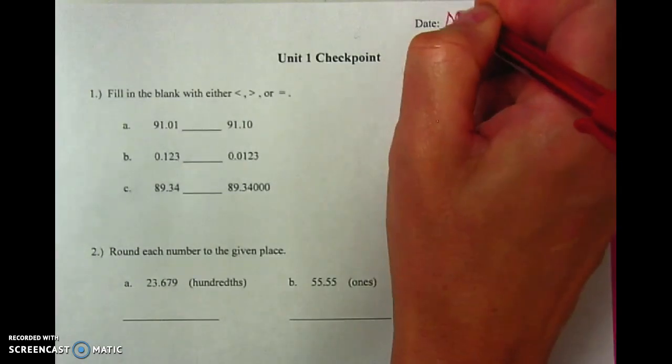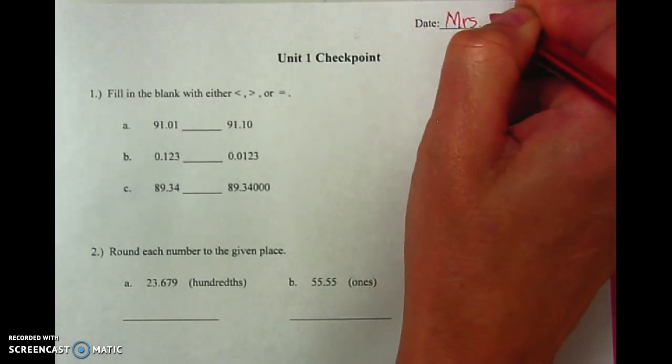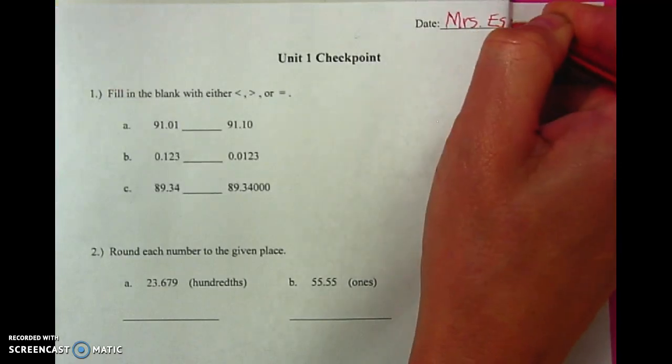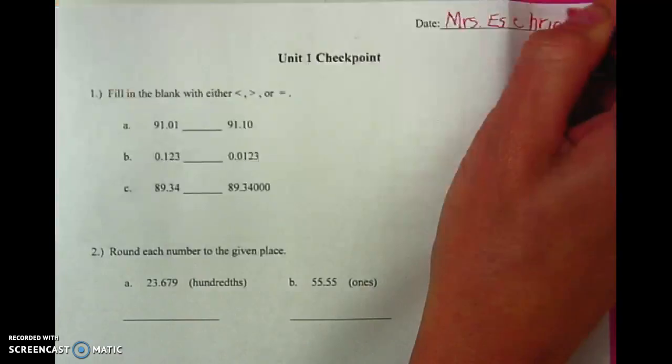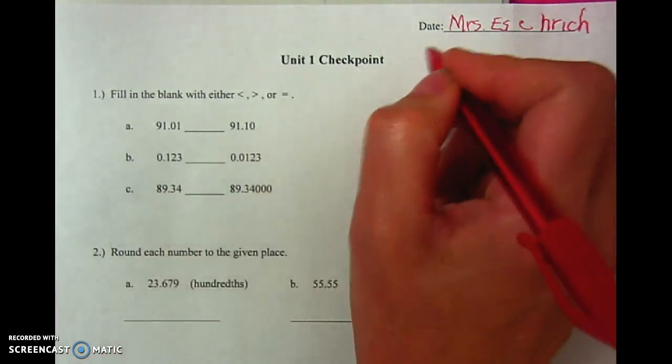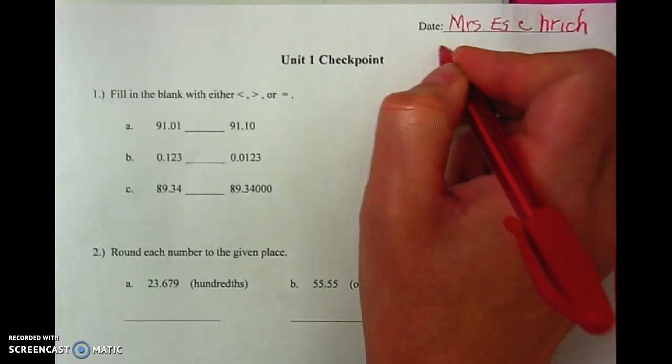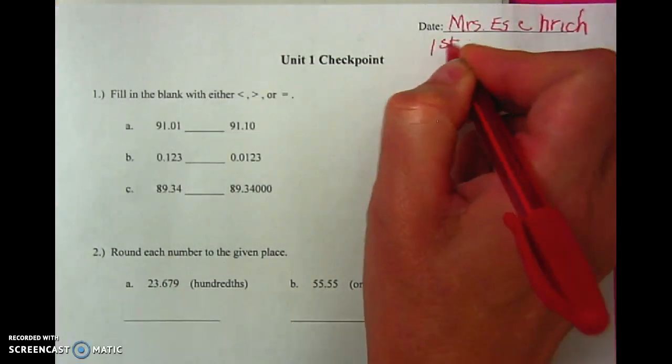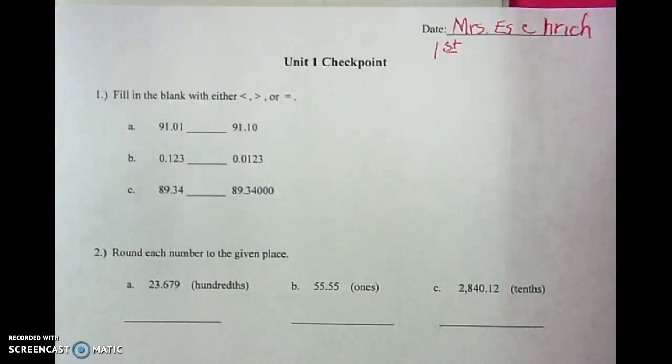First, my first is Mrs. and last. It's important on all of your tests that you put your last name on it. Okay? The second, it doesn't say it here, but I also want you to put your hour. So if you're in the first hour, put first, second, third, fourth.